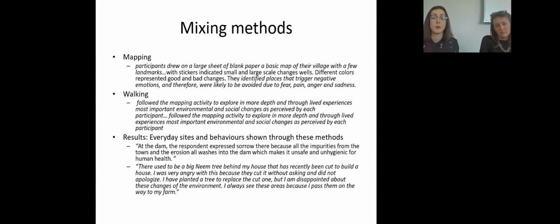Another quote was from a participant who said, "There used to be a big neem tree behind my house that had recently been cut to build a house. I was very angry at this because they cut it without asking and did not apologise. I had then planted a tree to replace the cut one, but I am disappointed about these changes to the environment. I always see these areas because I pass them on the way to the farm." So again, it's this ability to look at macro level changes and how they impact the individual, and how this individual can interact with these changes, both emotionally and with their own actions, to try and push back against the change that they don't feel happy with.